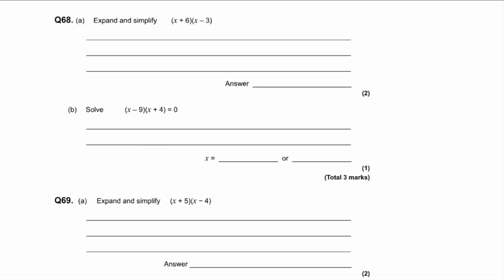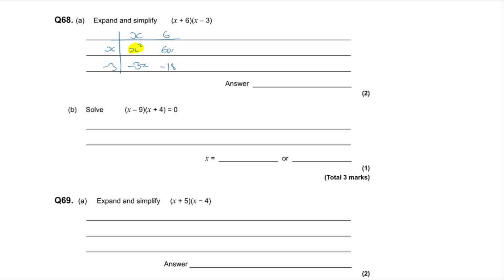Question 68a, expand and simplify x plus 6, x minus 3. Again, I'm going to do it as a grid. I'm going to say x plus 6 and x minus 3. X times x is x squared. X times 6 is 6x. X times minus 3 is minus 3x. Minus 3 times 6, that's minus 18.